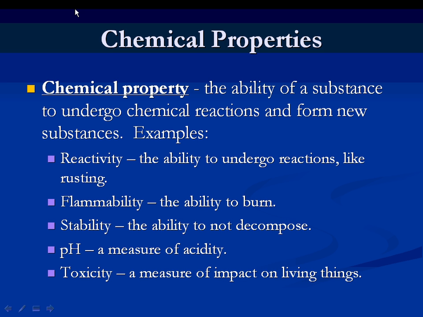It's pretty much something that a substance will do that involves chemistry or chemical reactions. And it will always involve forming new substances. So reactivity, flammability, stability, pH, toxicity, all of these kinds of properties will cause a chemical substance to change. Rusting, for instance: if metal rusts, it means that it's now a different substance. Instead of iron, it's iron oxide.